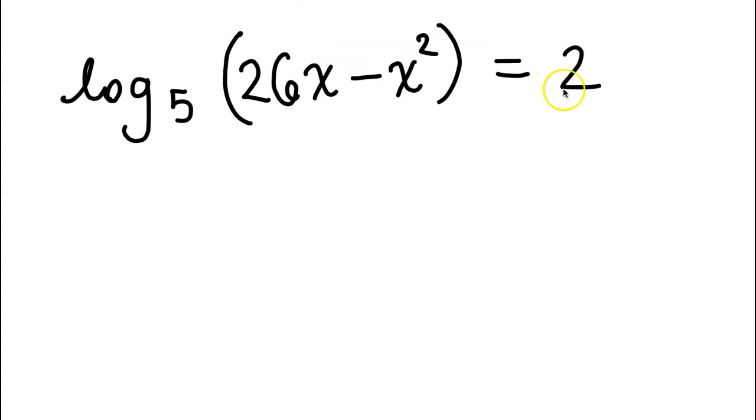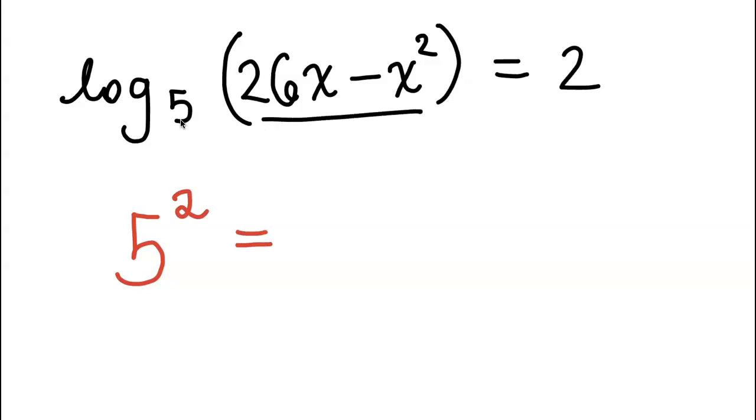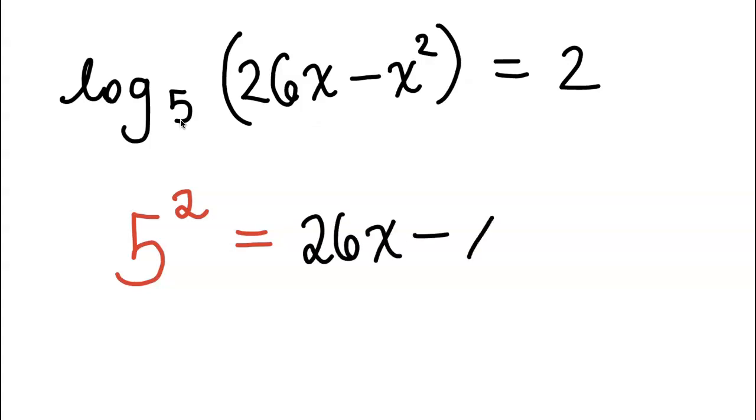What is the base of this equation? The log base of 5. So we're going to say 5 raised to what power? Second power, 5 squared equals, and bring down that log argument, 26x minus x squared. So what we just did, from section 3.3, is rewriting a log expression into exponential form. And now we can go ahead and simplify and solve for x.